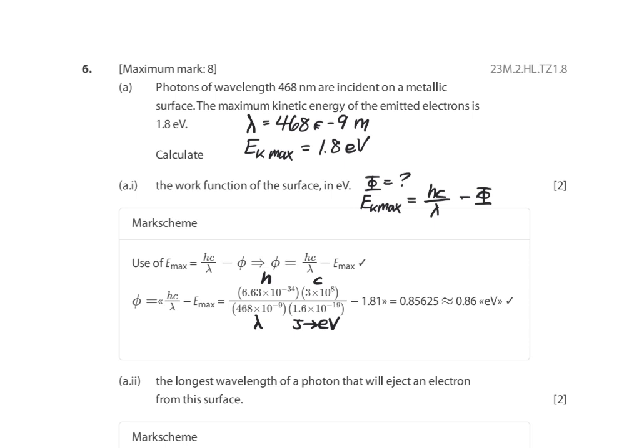So that's hc over lambda minus the 1.81. Where are they getting 1.81 from? They said 1.8. That's interesting. All right, whatever. And that gives us 0.85625, which is roughly 0.86 eV. Incidentally, that set up there gives you 2.65625 eV. So that minus 1.8 rounds to 0.86 eV.